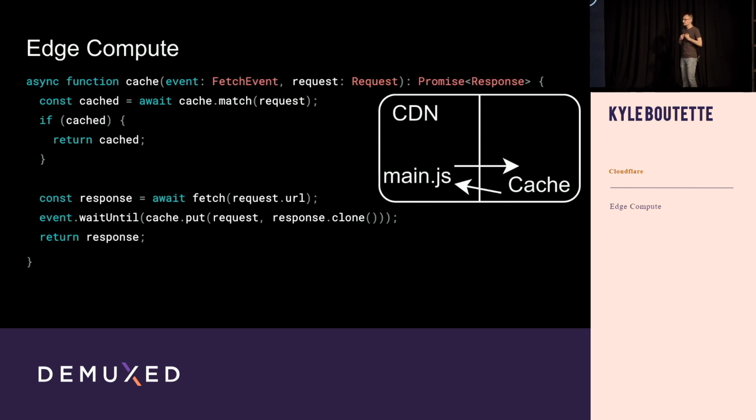So we're the CDN now. We're going to take full control. So in this code, we're going to take a request. We're going to check the cache. If the request is in the cache, we're good. We return the response. If the request isn't in the cache, we fetch the resource, we put it in the cache, and then we return the response. Now, that's exactly what the CDN does. But now we can do whatever we want, wherever we want.